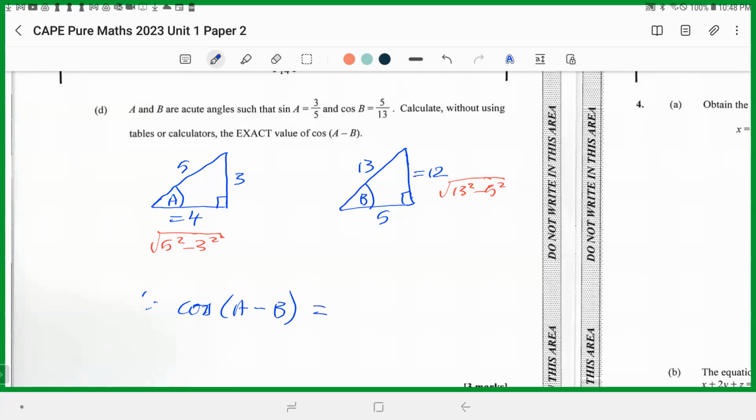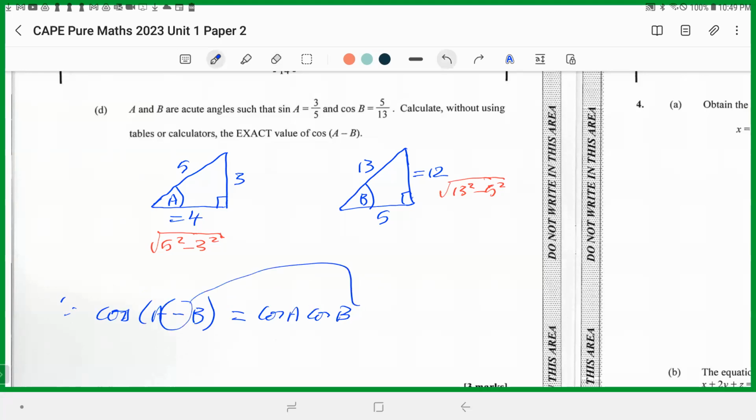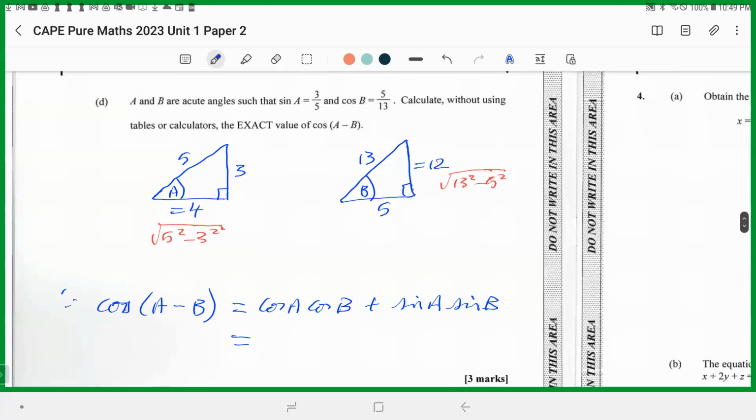It's cos, sine. But because this is a minus, I'm going to put a plus in between them. Cos, sine. So I'm going to write cos A, cos B. Because this is a minus, I'm going to put a plus in between them. So I get a plus sine A, sine B equals, what is cos A? Cos A on this triangle is adjacent over hypotenuse. That's 4 over 5.